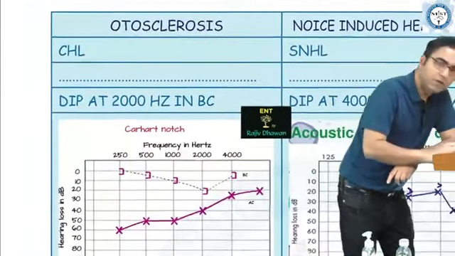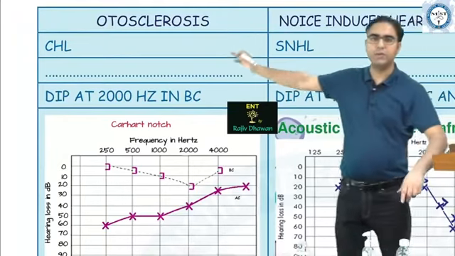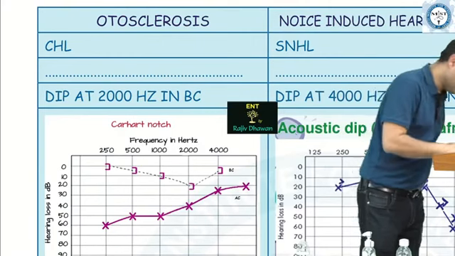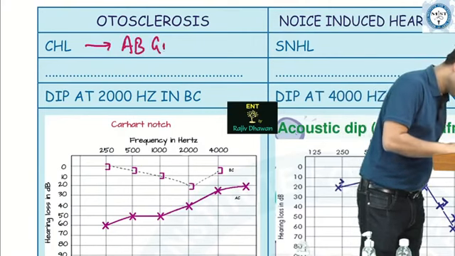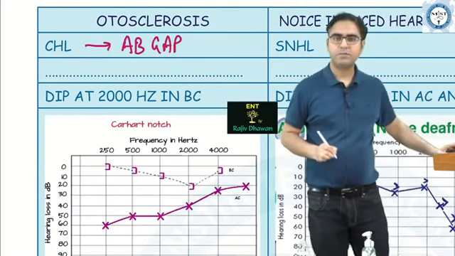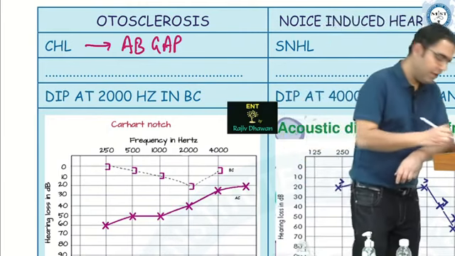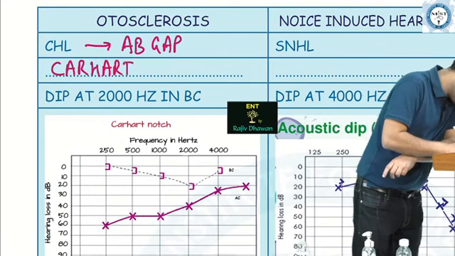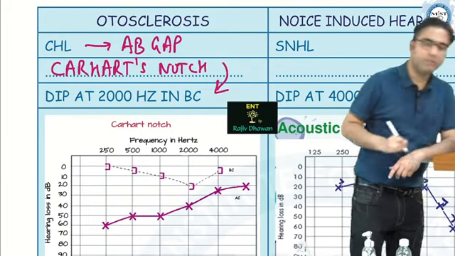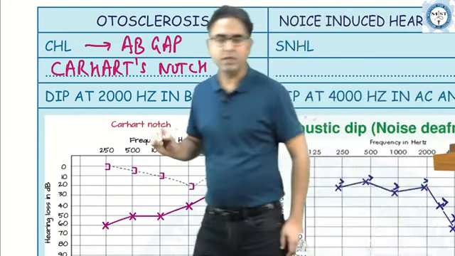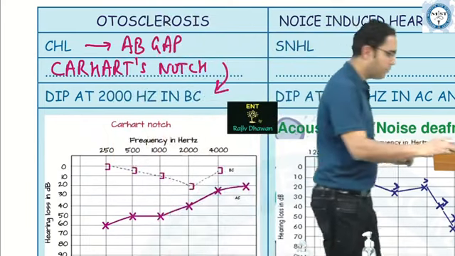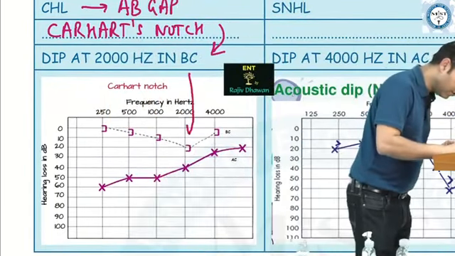Next one, beta. Just come over here. Let us see this one. In otosclerosis, there will be conductive hearing loss, and conductive hearing loss will have an AB gap. And there is Carhart's notch. Carhart's notch is a dip at 2000 Hz in BC. Everybody mark it like this. This is the Carhart's notch.